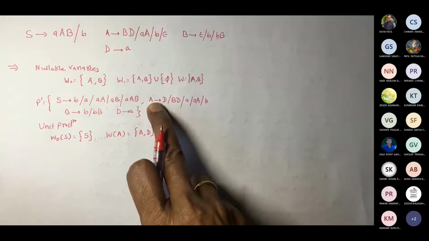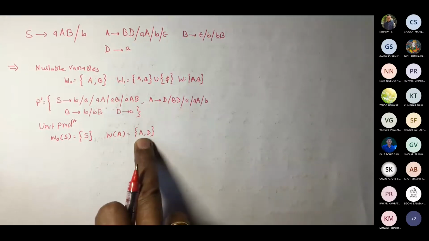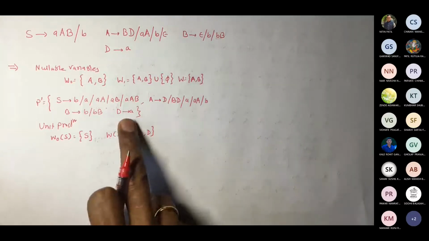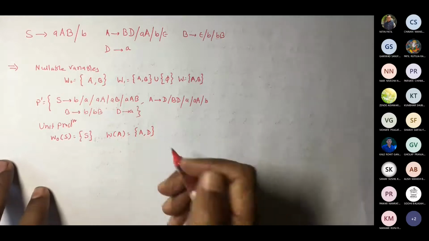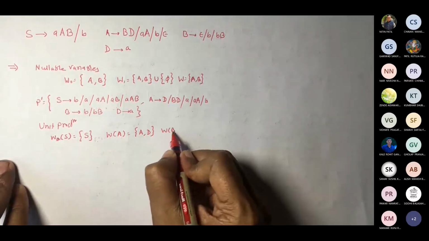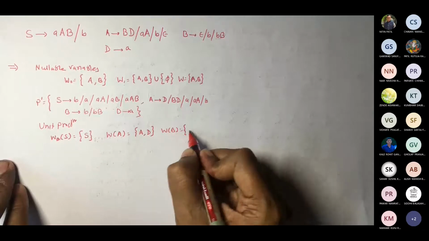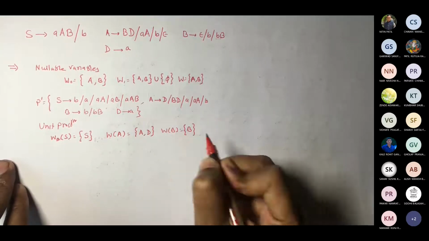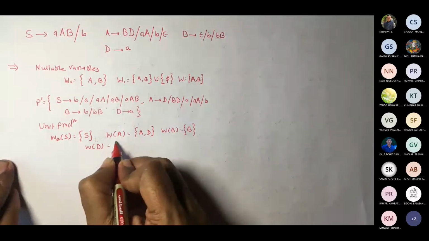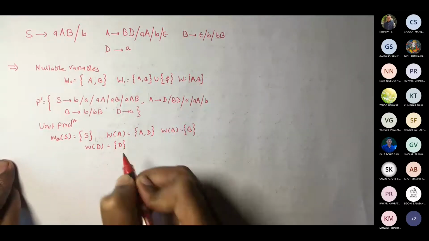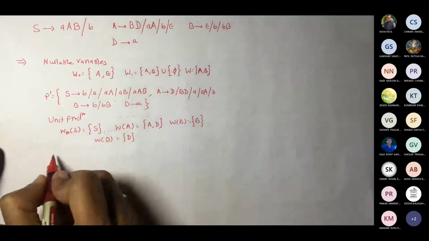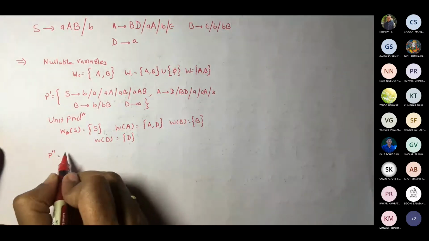Whenever you compute W of each variable, that variable itself is added. And if you have unit production, then you keep adding that. So there is no other unit production involved. So this would be ending. So W of B. So this should be W of S. What is W of B? There is no unit production for B. So B. W of D. D. Correct? So we are done. So let us write P double dash now.